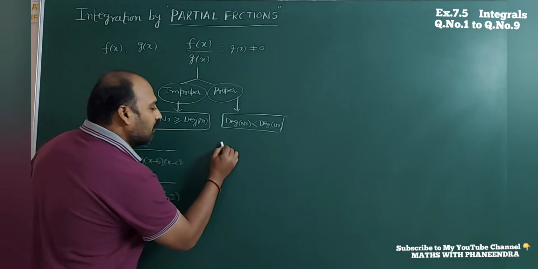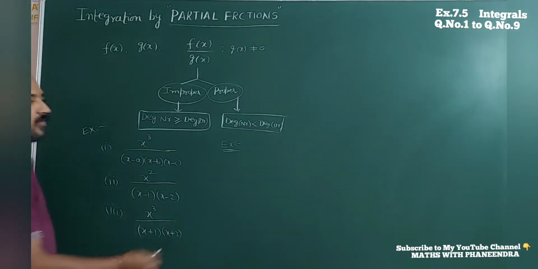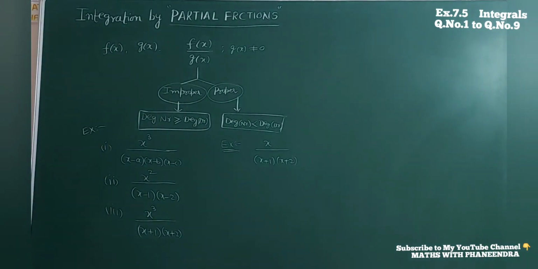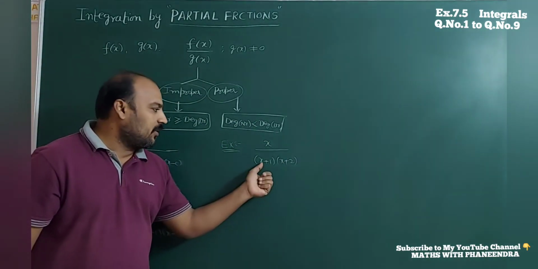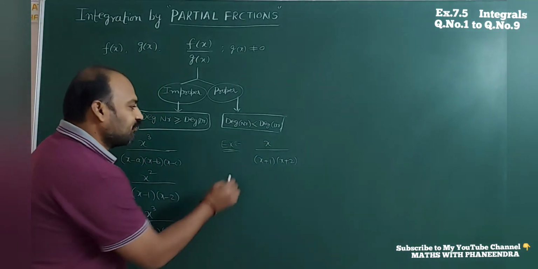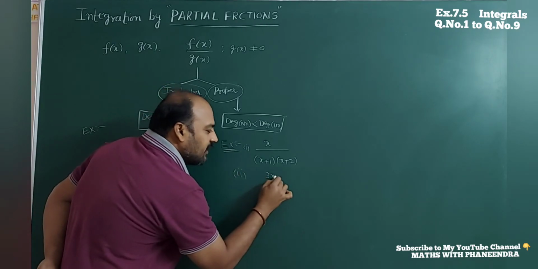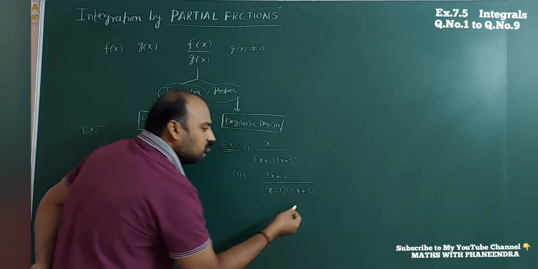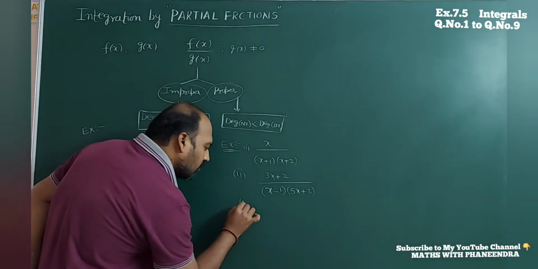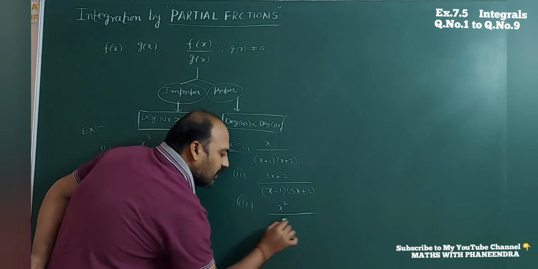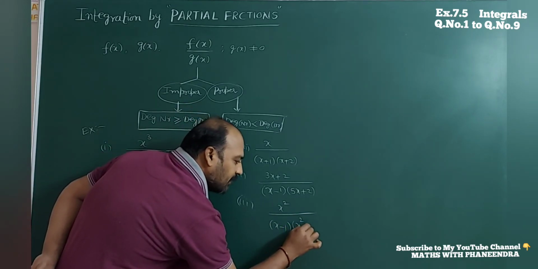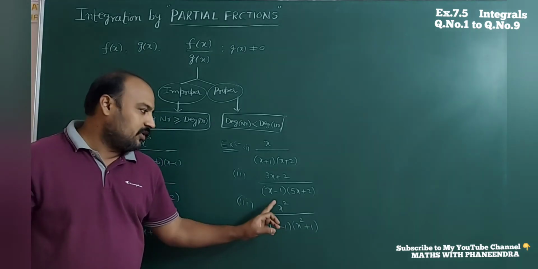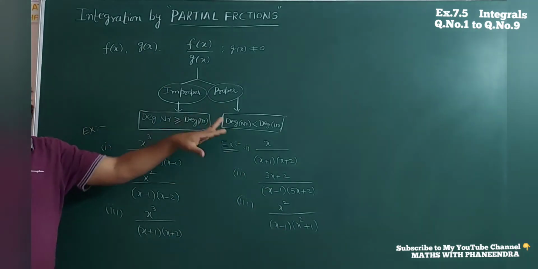Come to the proper fraction. Example: x by x plus 1 into x plus 2. The numerator degree is 1, the denominator degree is 2, so 1 is less than 2. Another example: 3x plus 2 divided by x minus 1 into 5x plus 2. Third example: x squared by x minus 1 into x squared plus 1. The numerator degree is 2, the denominator degree is 3, so 2 is less than 3. These are called improper and proper fractions.